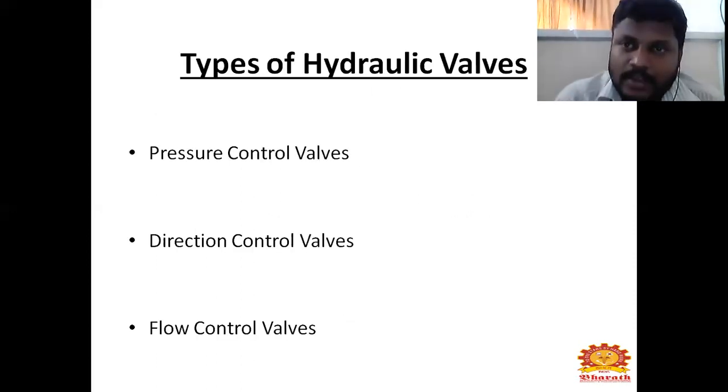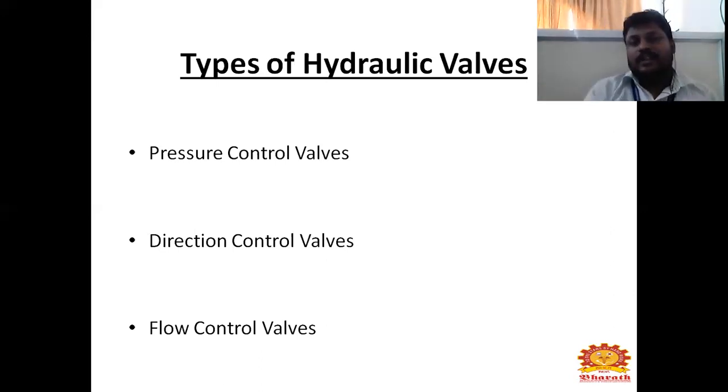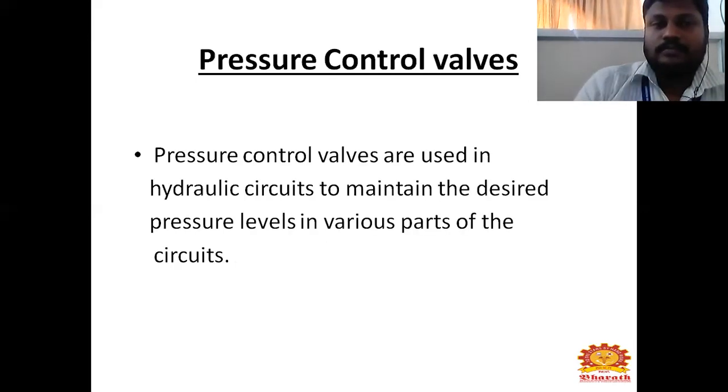Next one is types of hydraulic valves. What are the types of hydraulic valves? As you have seen before, there are three types of valve. One is the pressure control valve, the next is the directional control valve, and the next is the flow control valve. Pressure control valves are used for controlling the pressure inside the cylinders, and the directional control valve is used for controlling the direction in the circuits. And the flow control valve is used for controlling the flow inside the system.